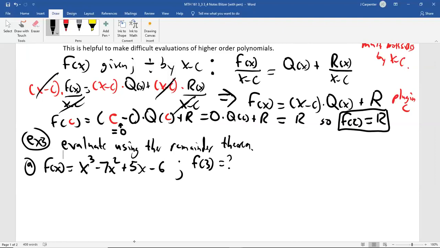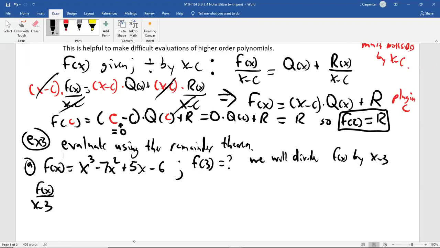Now again, the point of this class is not to say to use this particular method. It's to have lots of different ways to do things, have options. So that's why I want to explore this remainder theorem. So what we're doing is we're saying we will divide f of x by x minus 3. That's what we're doing. We're taking f of x and dividing it by x minus 3.